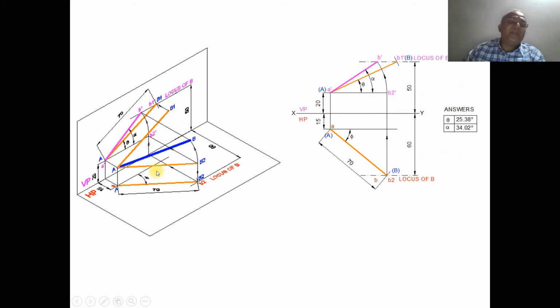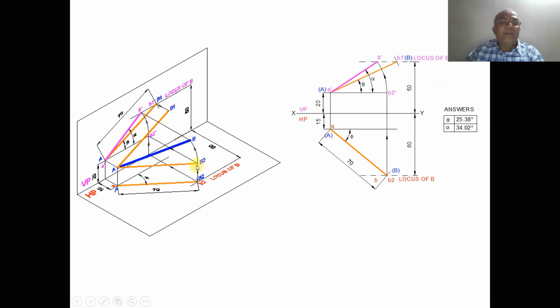Similarly, in the other direction, if you want to take the front view, I have to take the top view true length, which is capital AB2. So with A as center, taking the radius of AB2, you rotate it such that B2 touches the locus of B in the front view. So that you will get this line, capital AB in space.